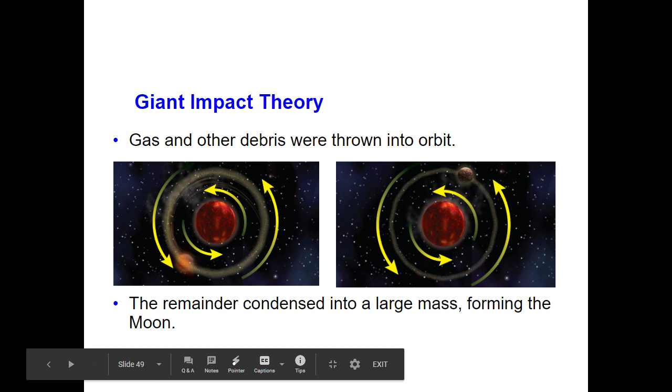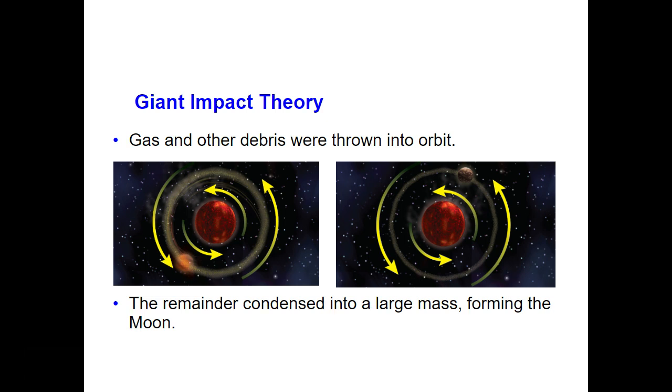And that's the giant impact theory of how the moon came to be, because an object so large would have to collide with the Earth and not just be thrown into its orbit. That's why we assume that it was pushed outward.